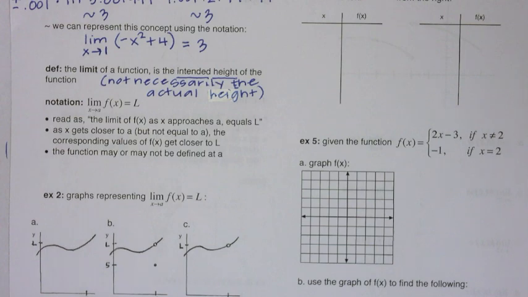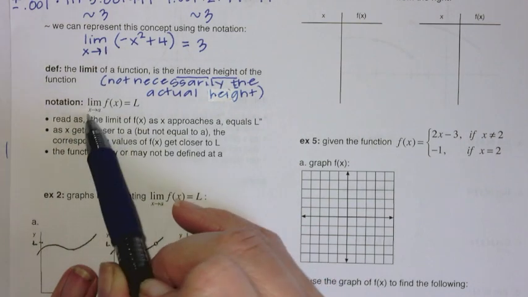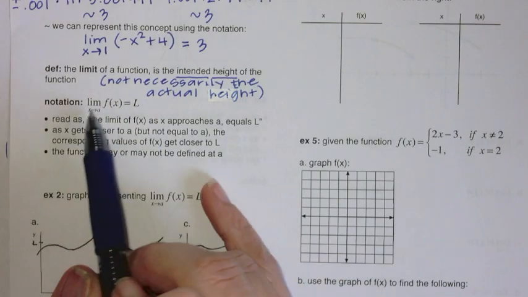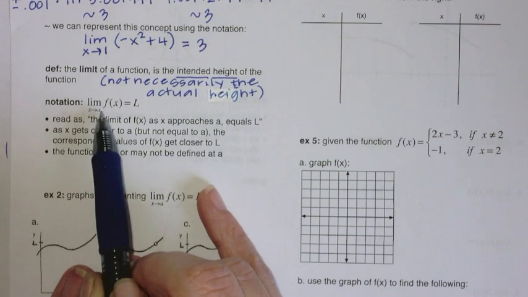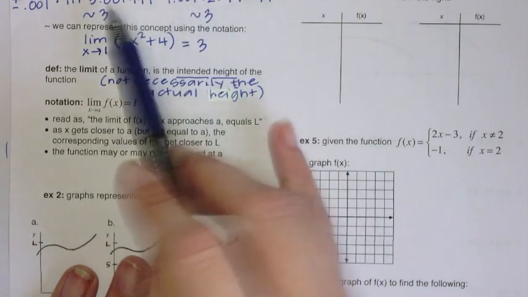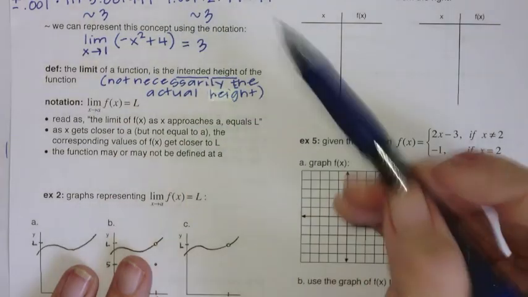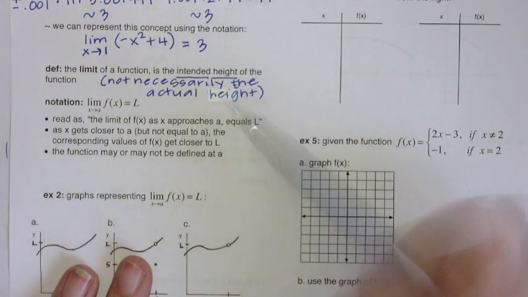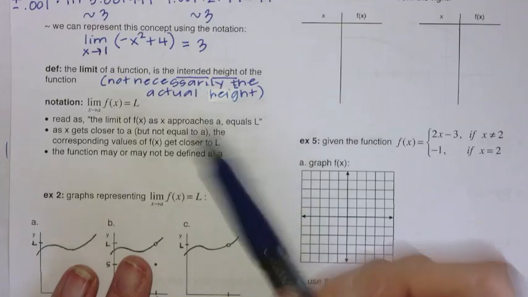So it's okay. So the notation, this is read as the limit as x approaches a of f of x equals L. Another way to think of it, as x gets closer to a, but not equal to a, remember, not equal to, we didn't ever type in 1 up here. We got really close to 1, but we didn't type in 1. The values of f of x get closer to the limit value, which was 3 in our case. And the function may or may not be defined at a.